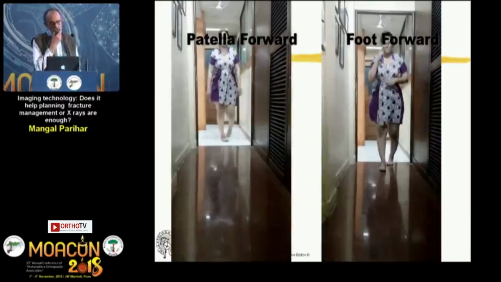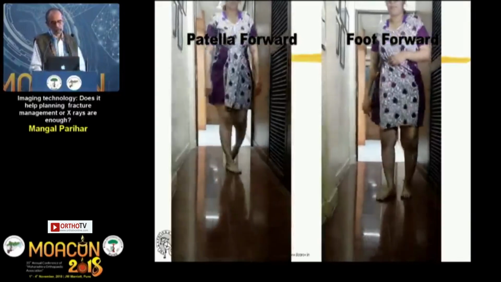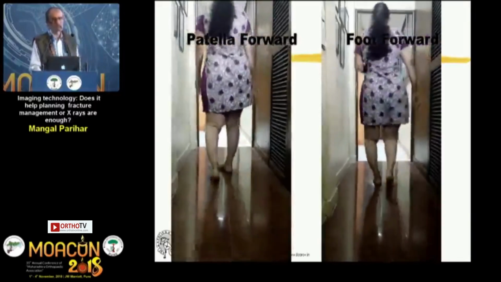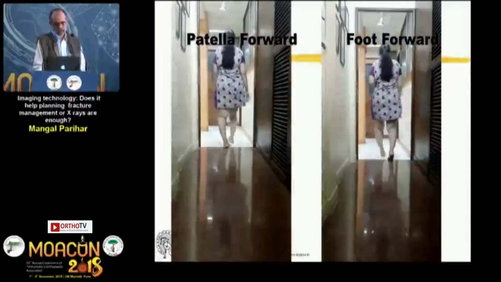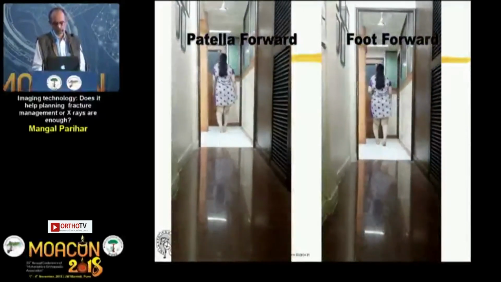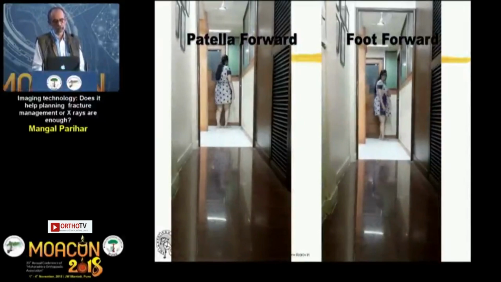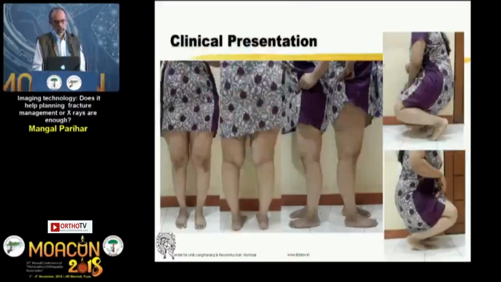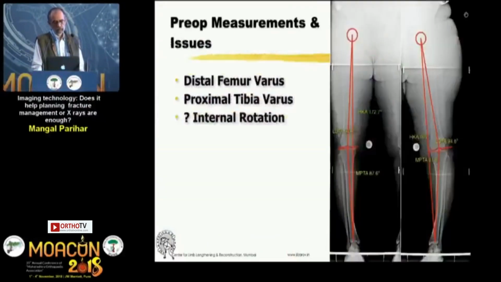So that's her walking with the patella forward and with the foot forward. You notice that there seems to be an internal rotation deformity, and this happens quite often with patients who have a varus deformity. Movements were normal. So when you measure this, as per the deformity correction principles, she has a varus in the femur and she has a varus in the tibia also. And clinically, as you noticed, there is a question of internal rotation.